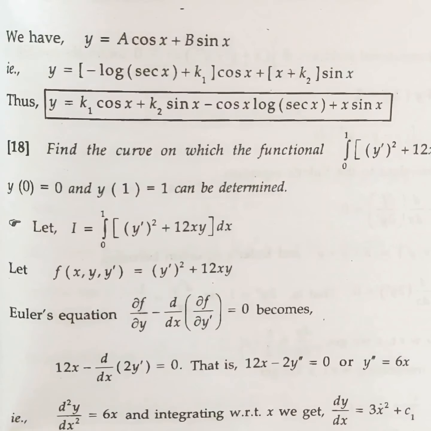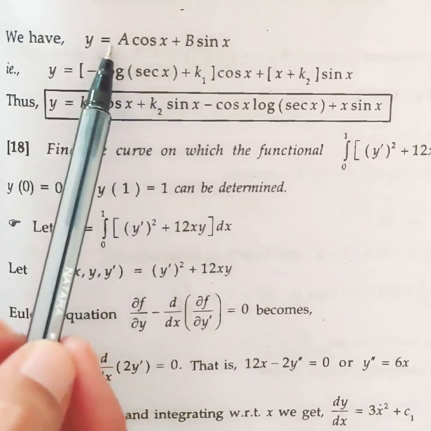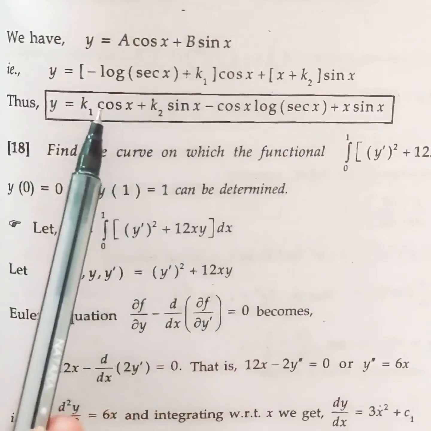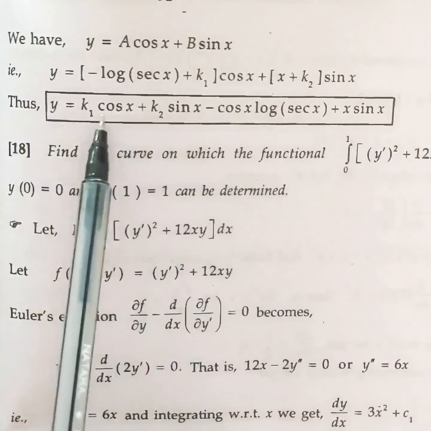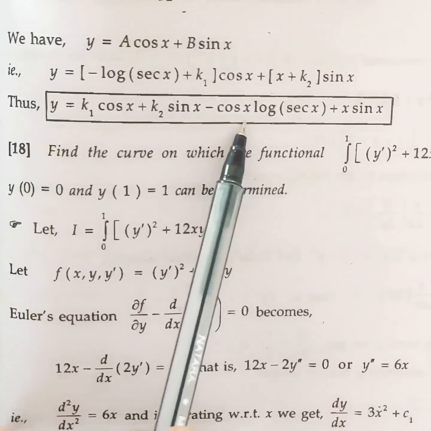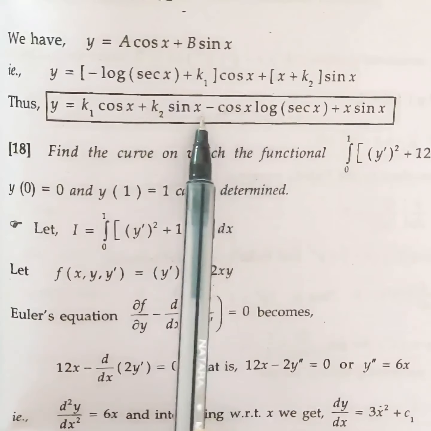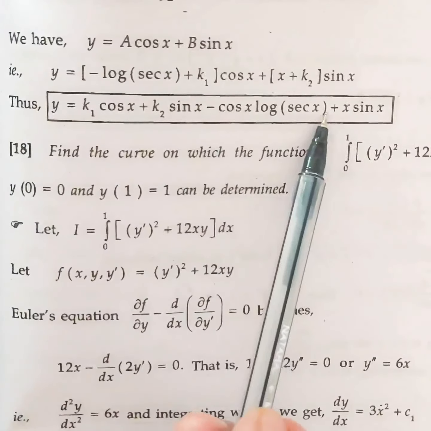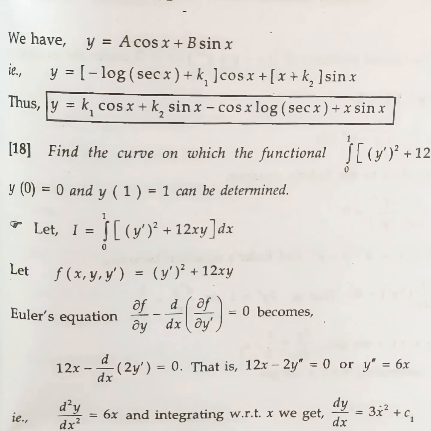So the solution, that is y equals a cos x plus b sin x, we are going to substitute what is a and what is b along with the constants k1 and k2. So this is the final solution. So k1 cos x plus k2 sin x minus cos x into the value of a, because the value of a has a negative sign, that is why we have written plus sin x into the value of b. So this is the final solution.